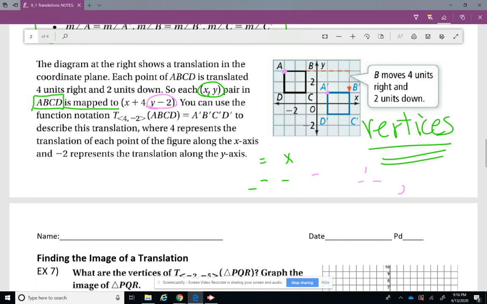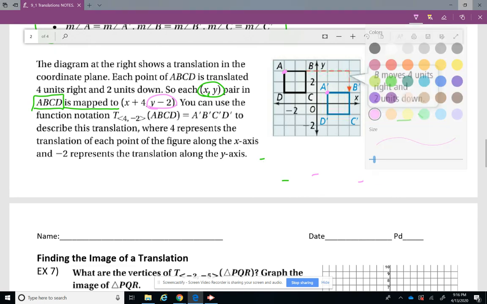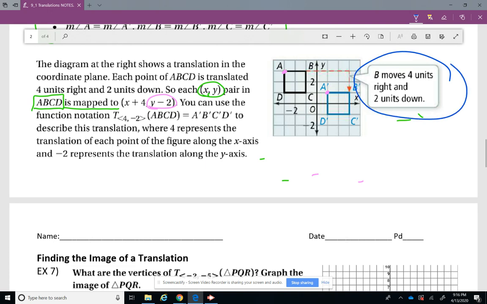Okay, so there are several ways you can tell me how to do this. You could tell me, move it 4 units right and 2 units down. Or you could use this format: take the x and add 4 to it, and take the y and subtract 2 from it.